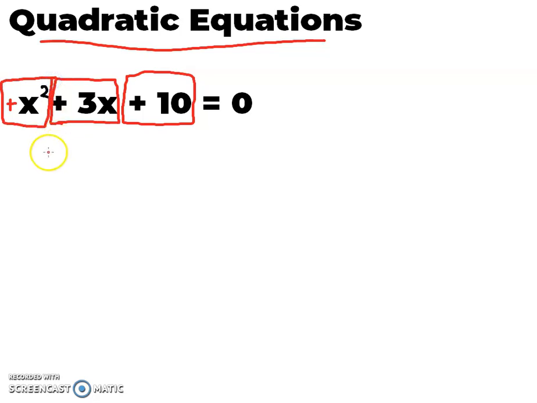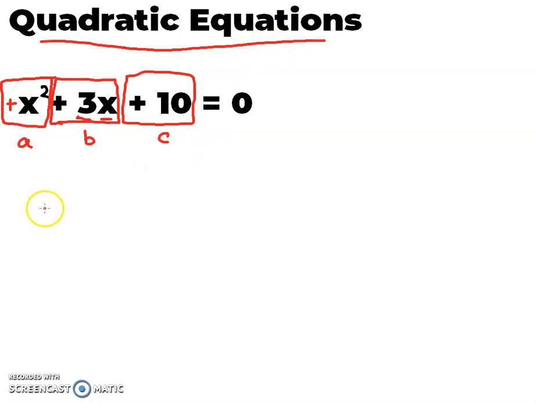All right, we're going to call them A, B and C. The A is always the one with the square. The variable with the square is the A. The B is always the number with the algebra, the coefficient. This is the B. The C is always the number, the constant. The right-hand side must always be 0 for you to apply the quadratic equation formula.